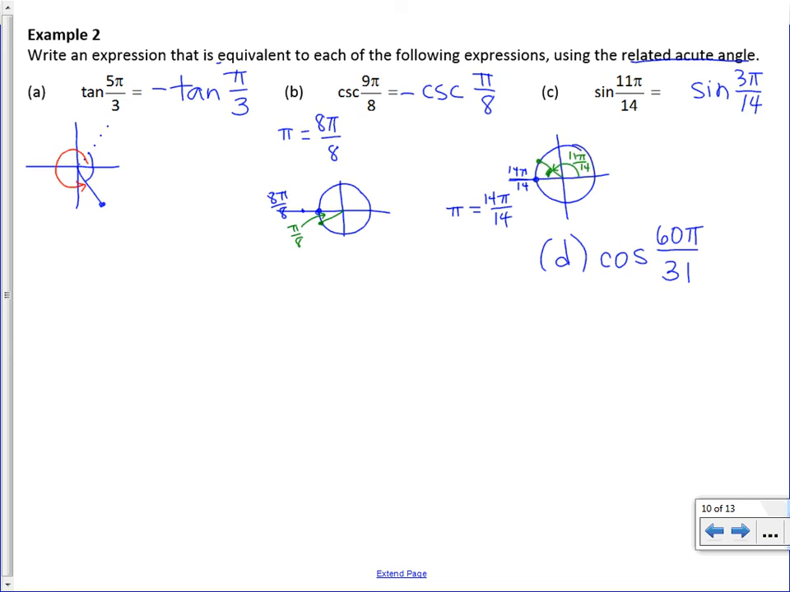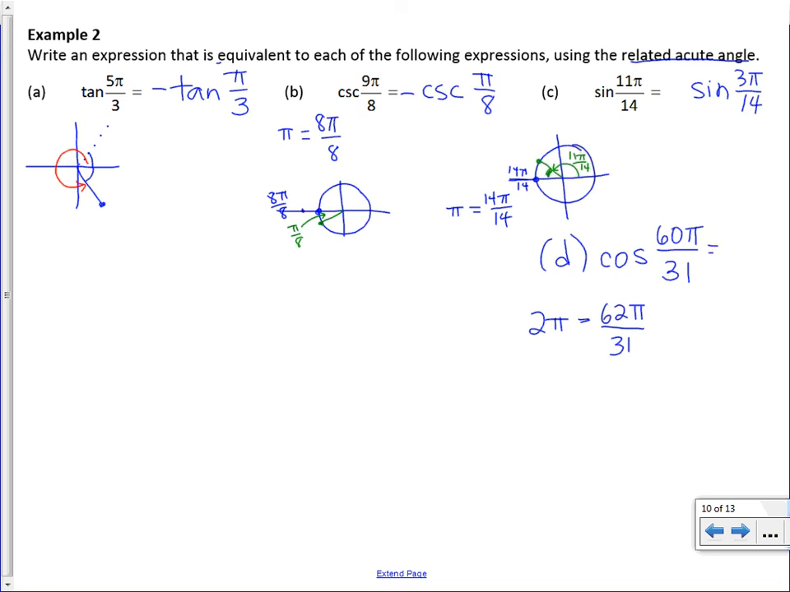So this time, is 60 pi over 31 closer to pi or to 2 pi? 2 pi. Because here's what you should do. Go to the denominator 31. What's double that? So do you guys get pi is going to be 31 pi over 31, and 2 pi is going to be 62 pi over 31. As soon as you identify that, do you know what the related acute angle is? Because if your angle goes to 60 pi over 31 and 2 pi all the way through is 62 pi over 31, what's the related acute angle? 2 pi over 31, right?